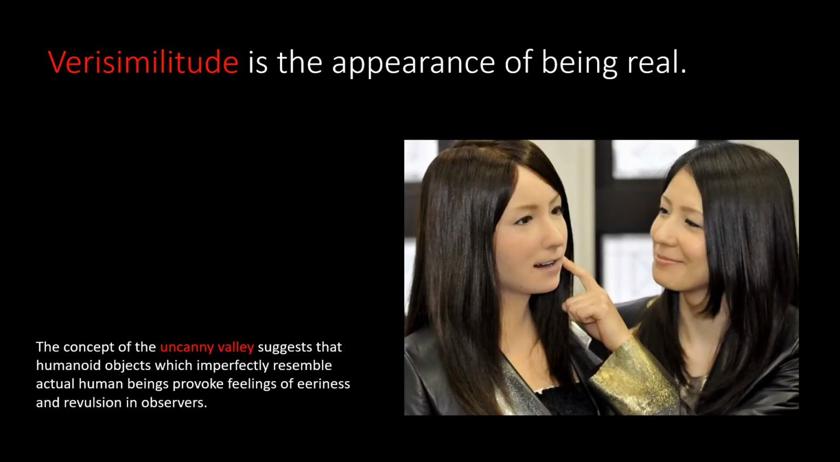Now, verisimilitude is a big word. But you can break it down, and I break it down to "very similar to." So verisimilitude, very similar to, is the appearance of being real. And as we go towards realism, we try for verisimilitude. However, there is a drawback, and that's called the uncanny valley, which can make people feel very uncomfortable when it's almost real, but just not quite convincing. That's the uncanny valley.